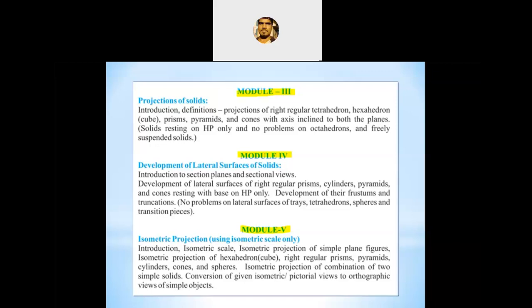So in our college, we are discussing module 5. Module 4 is optional. Module 4 is the development of lateral surfaces. Same thing, whatever solids we discussed, that is the development of lateral surfaces of solids, but we are discussing only isometric projection, that is module 5.